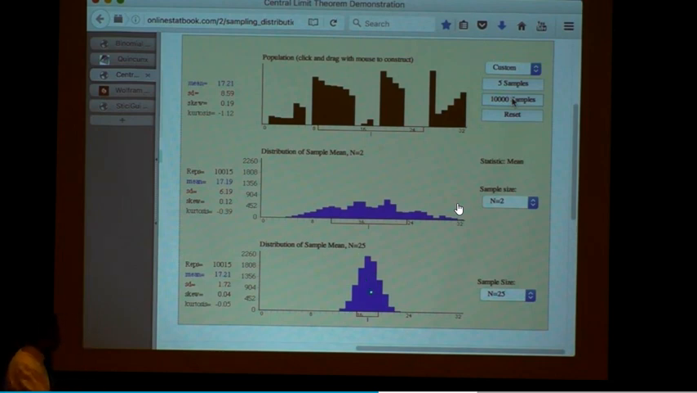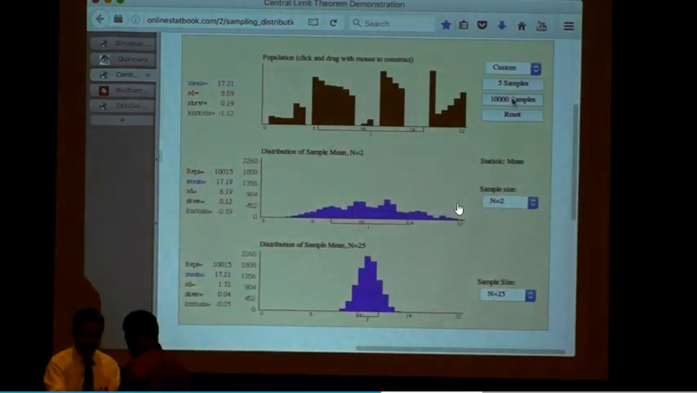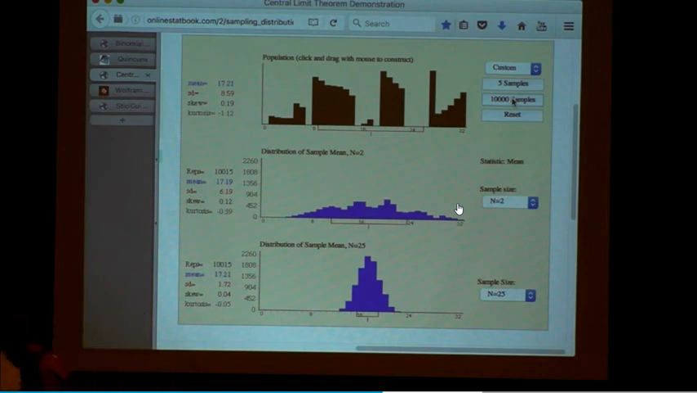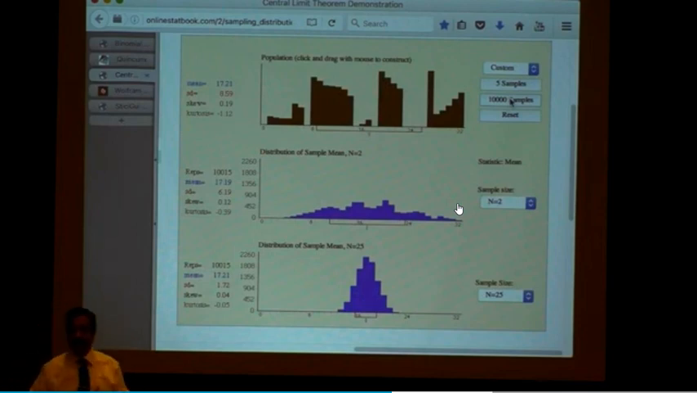This has become normal. So the sampling distribution of the means, when the sample size is reasonable enough, is normally distributed. It doesn't matter how your population is distributed. The population may be normal, binomial, abnormal, anything. But the sampling distribution of the means will always be normally distributed, guaranteed.